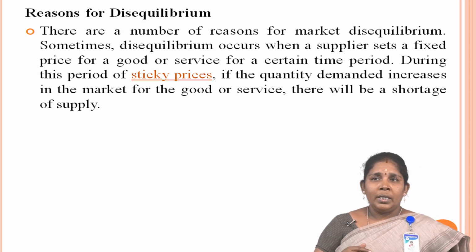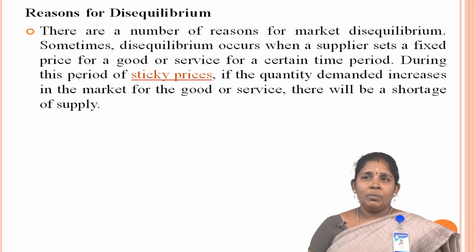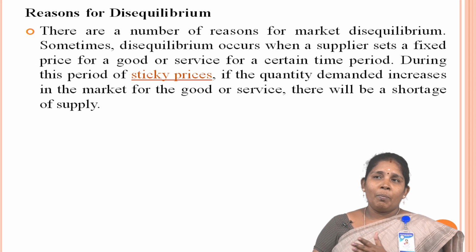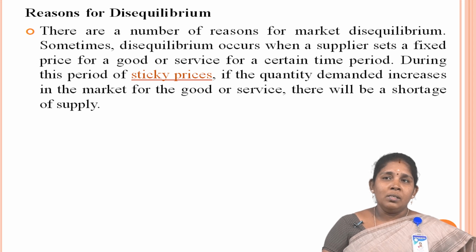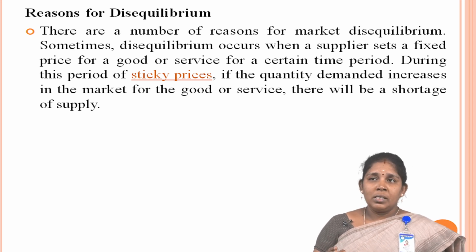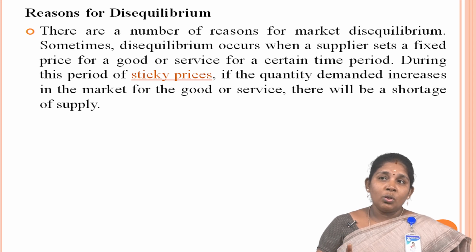There are a number of reasons for market disequilibrium. Sometimes disequilibrium occurs when the supplier sets a fixed price for goods and services for a certain time period. During the period of fixed prices, the quantity demanded increases in the market for goods and services. There will be a shortage of supply.